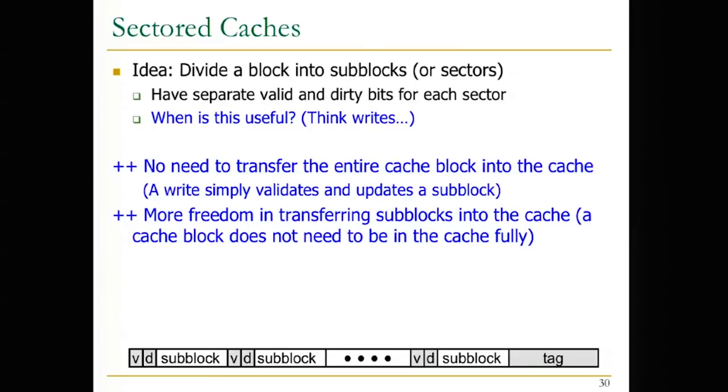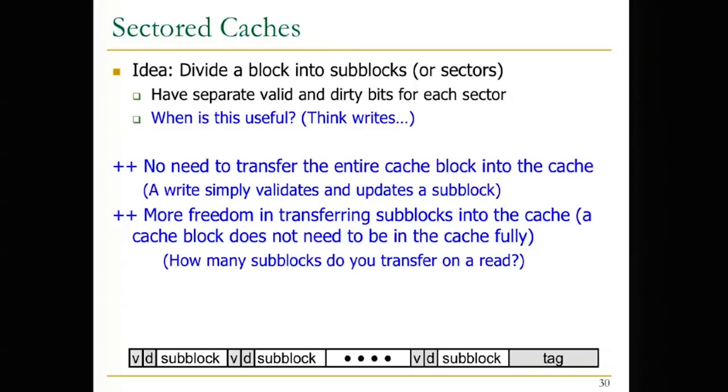And you have more freedom in transferring sub-blocks into the cache. A cache block does not need to be in the cache fully in this case. For example, on a read, you can say, I want to transfer sub-blocks 5, 0, and 3, because I have a predictor that says I'm going to use these sub-blocks in a block. People actually propose ideas like that, because sometimes you don't use the cache block in its entirety, but you use bits and pieces of it. Think about a data structure that has hot parts. It may occupy a 64-byte block, but the hot parts may be only the first 2 bytes or the first 2 pointers. We'll talk about that later on.